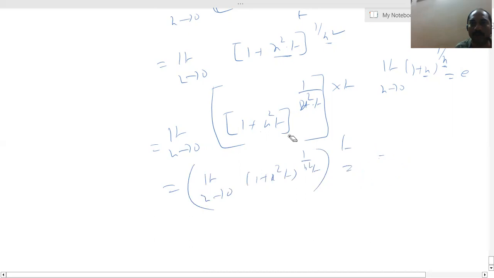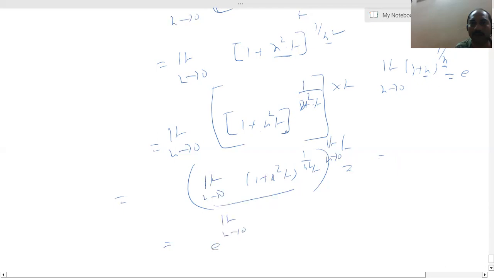If you have any confusion, please write it down. This value equals e to the power t. Limit x tends to 0, t also involves x. That means you apply the limit for both. If you have any confusion, apply the limit here also. Limit x tends to 0, this value is e, e power limit x tends to 0 of t.